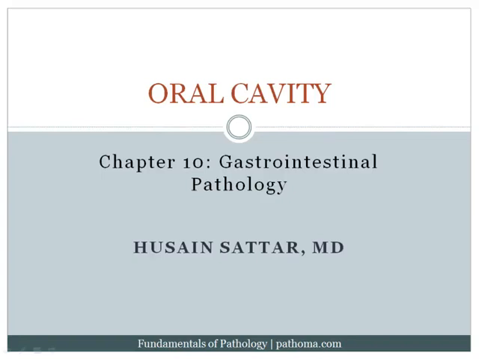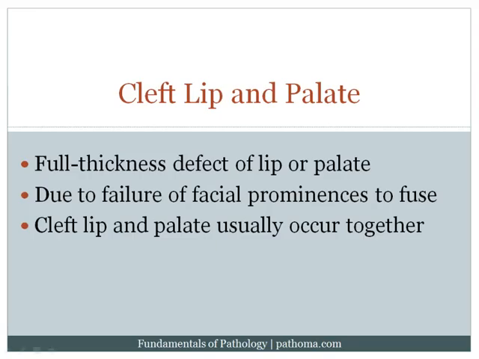Okay, GI pathology. The very first section that we're going to talk about is oral cavity. The first lesion that we want to discuss is cleft lip and palate. This is a full thickness defect of the lip and or the palate. Usually a cleft lip and palate will occur together. What's important here, and perhaps the highest yield on this slide, is the fact that the cleft lip and palate is due to failure of facial prominences to fuse.